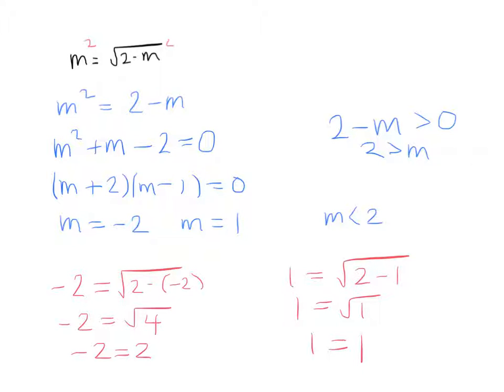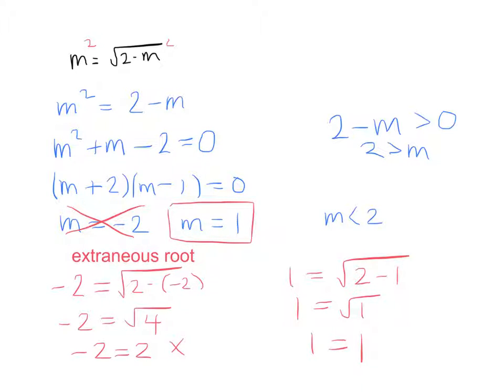Does -2 equal 2? No. So what that means, -2 does not equal 2. What does that mean about the solutions? There's only one solution. M equals 1 is a solution. This, do you know the name for that? Did we talk about this before? This is an extraneous root. I'm thinking we didn't talk about that before.